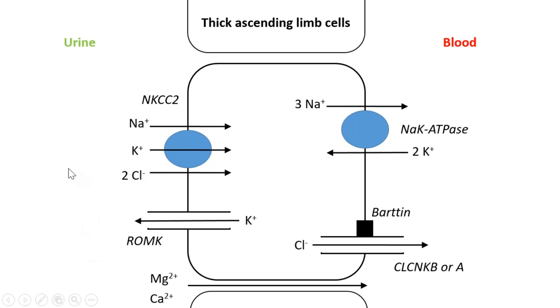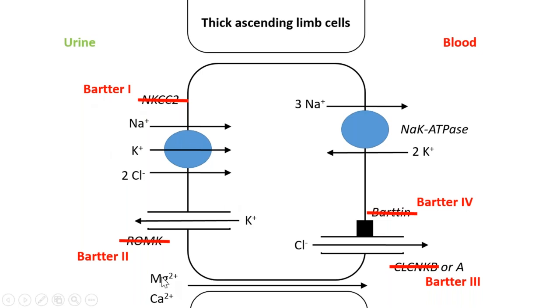But furosemide also mimics the effects of Bartter's type 1. So Bartter's type 1 is where you have a genetic knockout of this particular NKCC2 channel. And Bartter's type 2 is where you have a problem with the ROMK channel. And then Bartter's type 3 is where you've lost the CLCNKB transporter for chloride. And Bartter's type 4 is where you don't have this Barttin co-transporter.